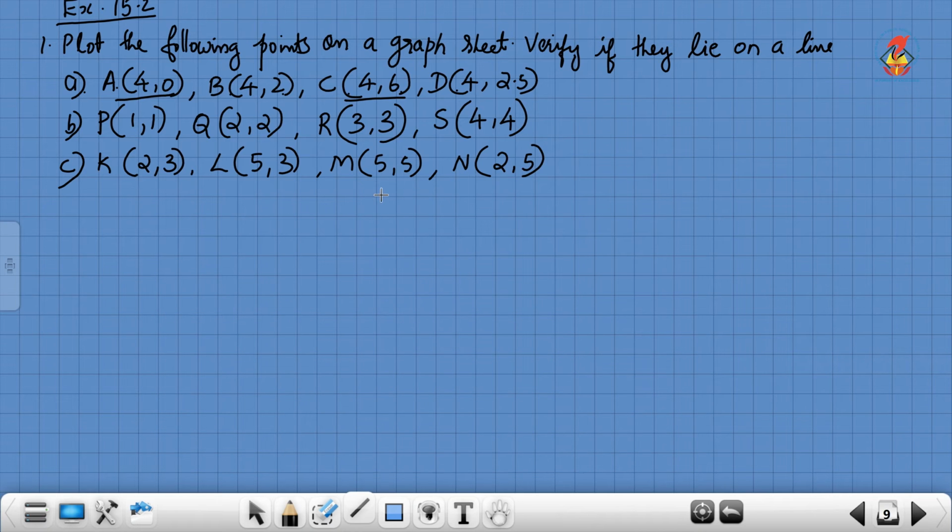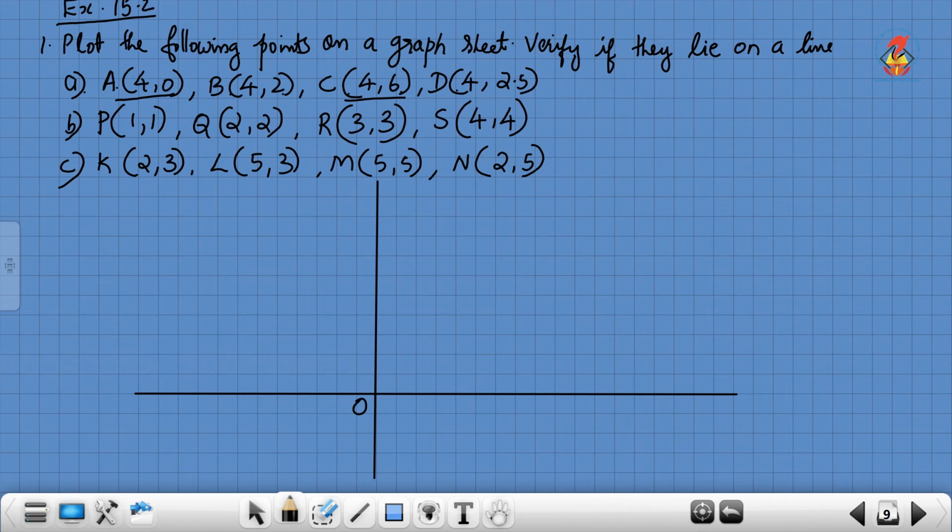First we need to draw perpendicular lines, because all the points are positive numbers. The x coordinate and y coordinate are positive, so there is no need to draw the other quadrants. Second, third and fourth quadrants, no need to draw; just drawing the first quadrant is enough. Then mark 0, 1, 2, 3, 4, 5. This is the x axis. Next the y axis.